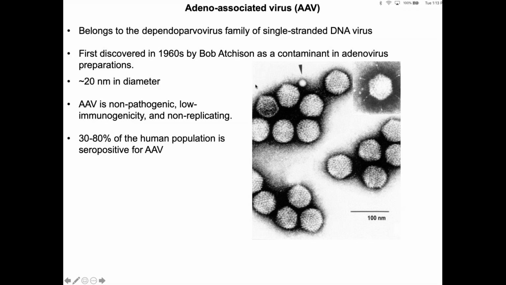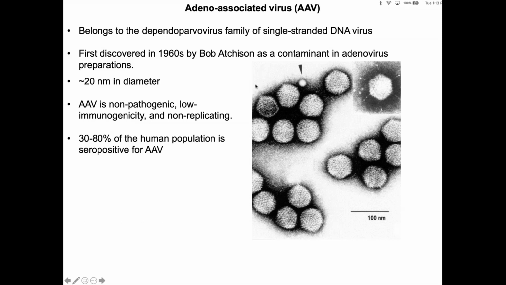So AAV belongs to the dependoparvovirus family of single-stranded DNA viruses. They actually came from a very humble beginning because it was first discovered in the 1960s by Bob Atchison as really a contaminant in adenovirus preparations. It's very small, about 20 nanometers in diameter. It's considered to be non-pathogenic with low immunogenicity, and on its own is non-replicating. So it actually depends on the presence of adenovirus to complete its own life cycle.